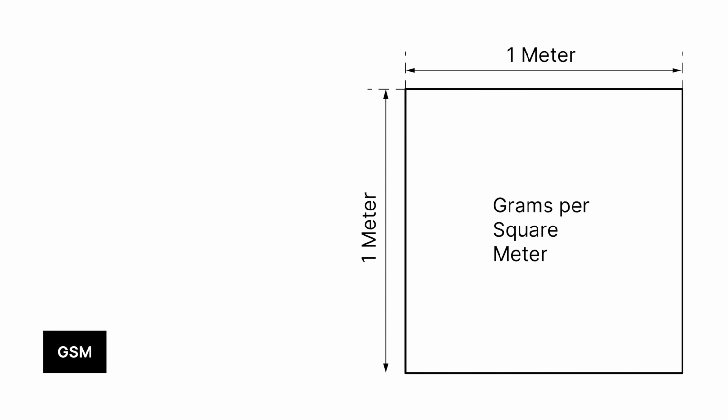Say you're shopping online and you happen to see some random number with GSM behind it. Well, that's a way of determining the weight or thickness or heaviness of a fabric. And that GSM stands for grams per square meter. So if we take a piece of fabric that's 1 meter by 1 meter and we weigh it, how many grams is it? Voila, grams per square meter.